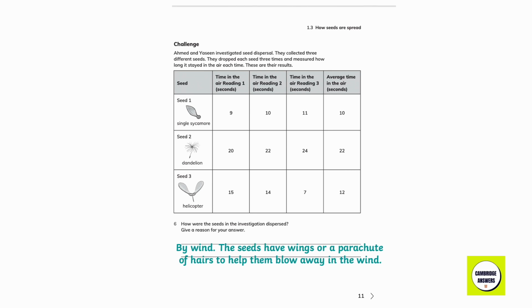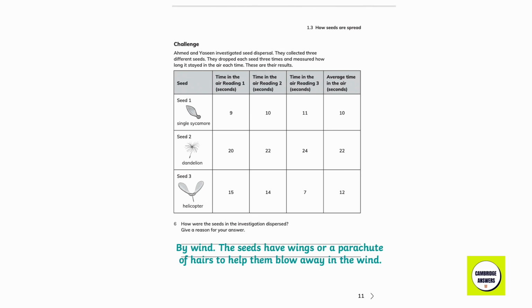Time in the air, reading 2, 10 seconds. Time in the air, reading 3, 11 seconds. Average time in the air in seconds is 10. Dandelion, 20, 22, 24. Average time is 22 seconds. Helicopter, 15, 14, 7, and 12.